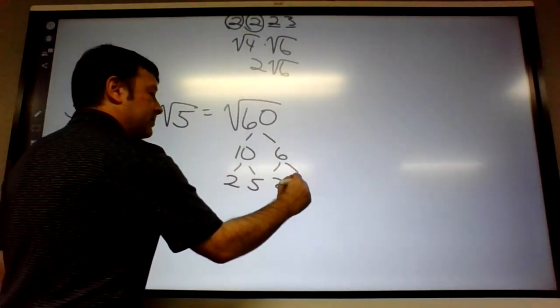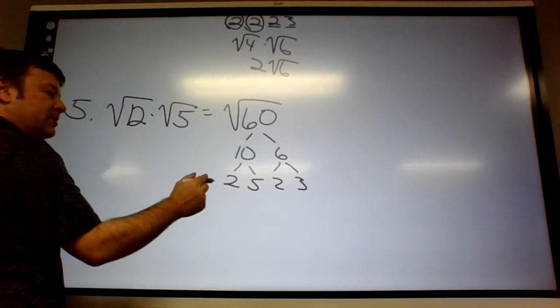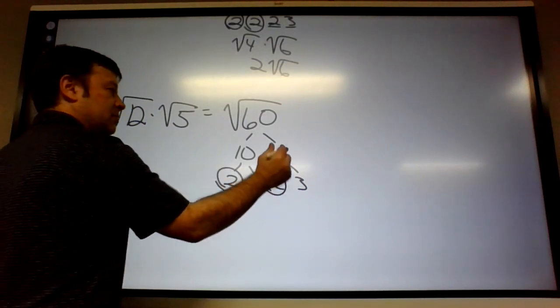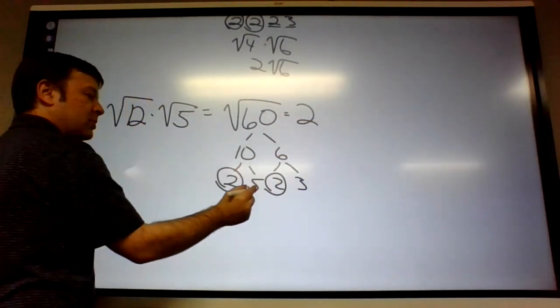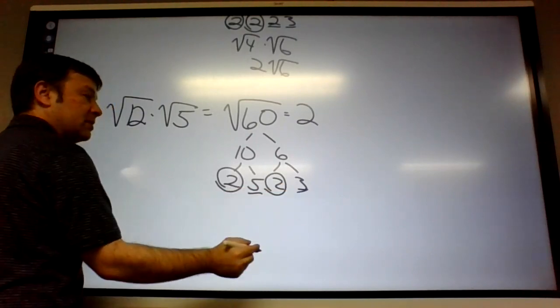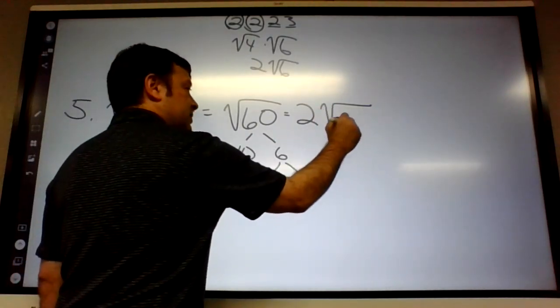Okay, so what's gonna come out? 2. And what's gonna be left behind? 15. Square root of 60.